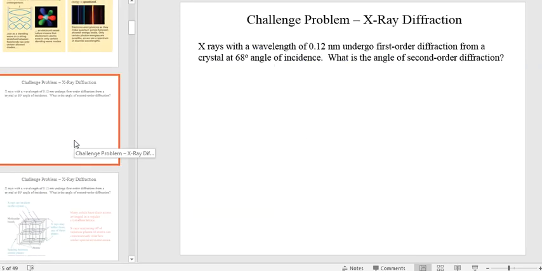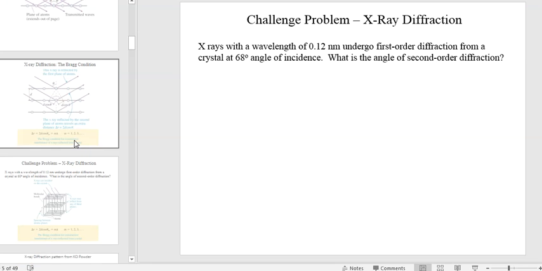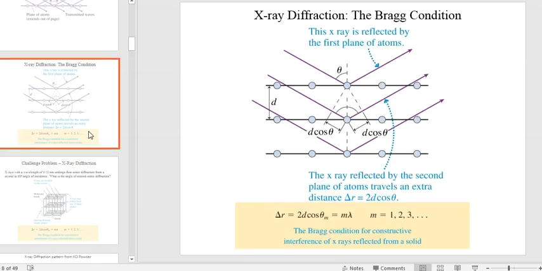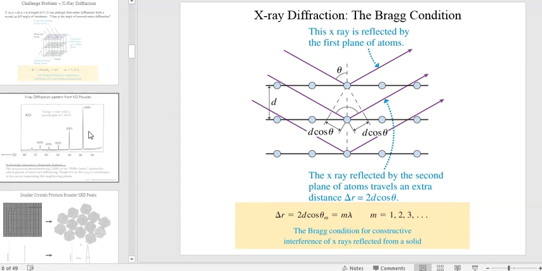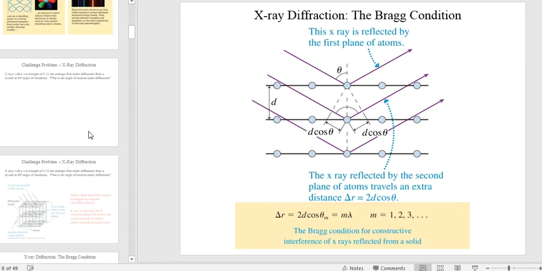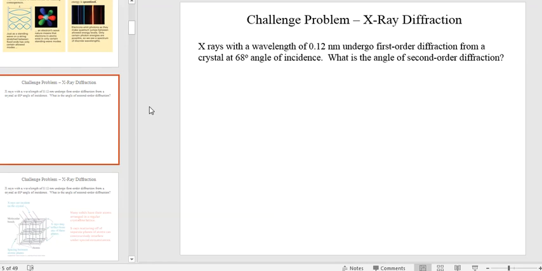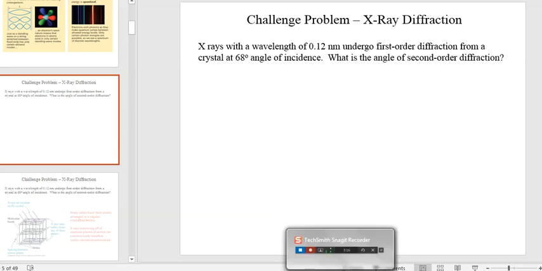So going back to our original question, we have a formula here that I'll write down in a second: 2d times the cosine of theta is equal to m times lambda. So if I take a look here, the wavelength is in this case 0.12 nanometers. Oh, whoops! I should go to the camera here.